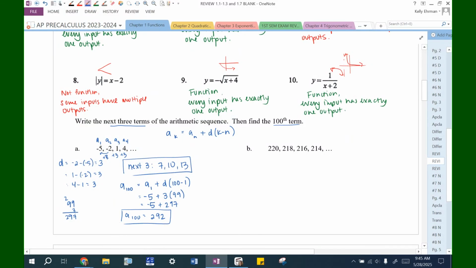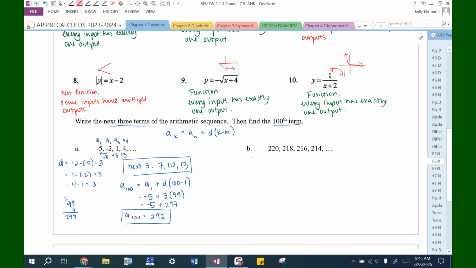This math is still faster than keeping track of if you've added 3 99 times. So know the formula. I could have said A4 started at 4 plus 3 times 100 minus 4, and then gotten to the same answer.